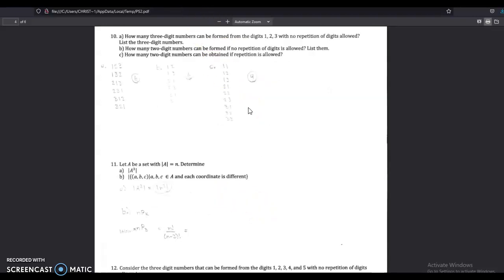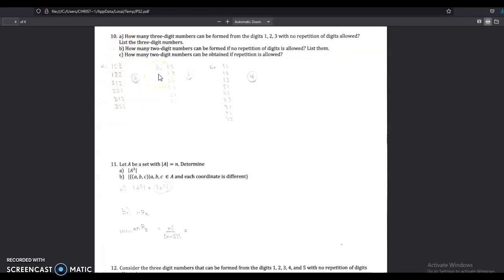Moving on to number 10. How many three-digit numbers can be formed from the digits 1, 2, and 3 without repetition of the digits allowed? List the 3-digit numbers. For A, the way I remember doing it, and how it felt to me, was just like doing set multiplication. So 1, 2, 3; 1, 3, 2, no repetition. So 2, 1, 3; 2, 3, 1; 3, 1, 2; 3, 2, 1. So 6 possible combinations with no repetition.